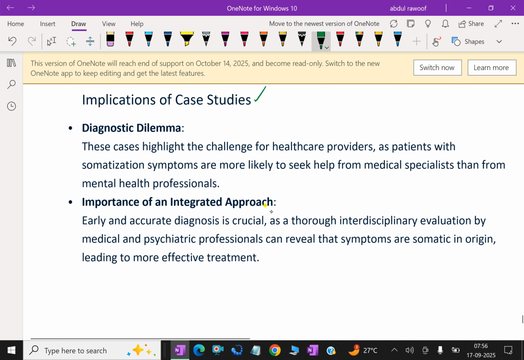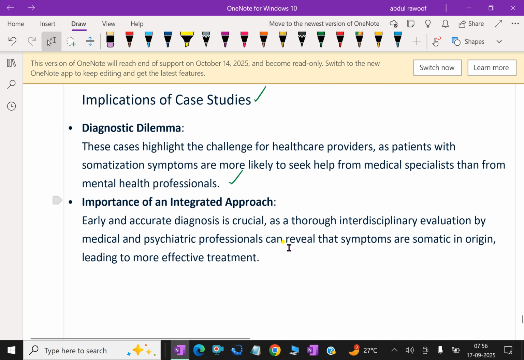Implications of case studies: diagnostic dilemma. These cases highlight the challenge for healthcare providers. Patients with somatization symptoms are more likely to seek help from medical specialists than from mental health professionals.